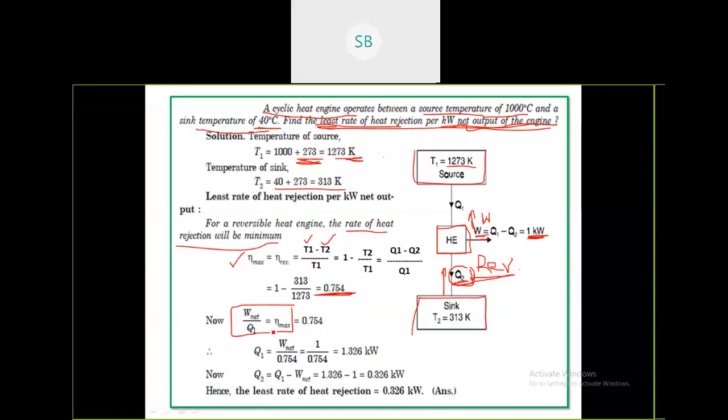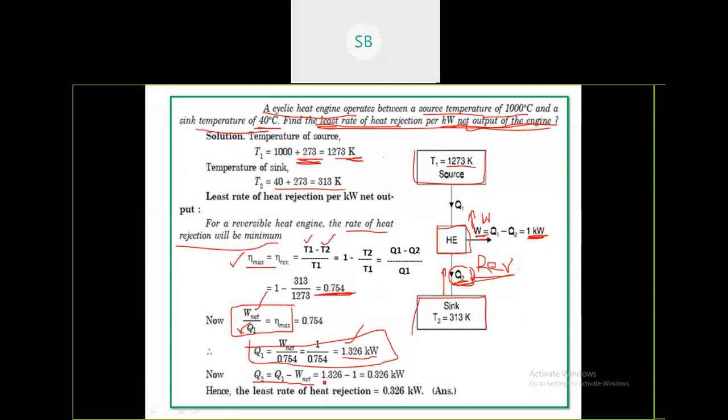Here we already calculated the efficiency, so we just put these values and find out Q1. This Q1 is calculated as 1.326 kilowatt. First of all we find out efficiency, after that we find out Q1, and after that we find out Q2 by using the formula Q2 is equal to Q1 minus W net. We know Q1 and we know W net, which is 1 kilowatt.